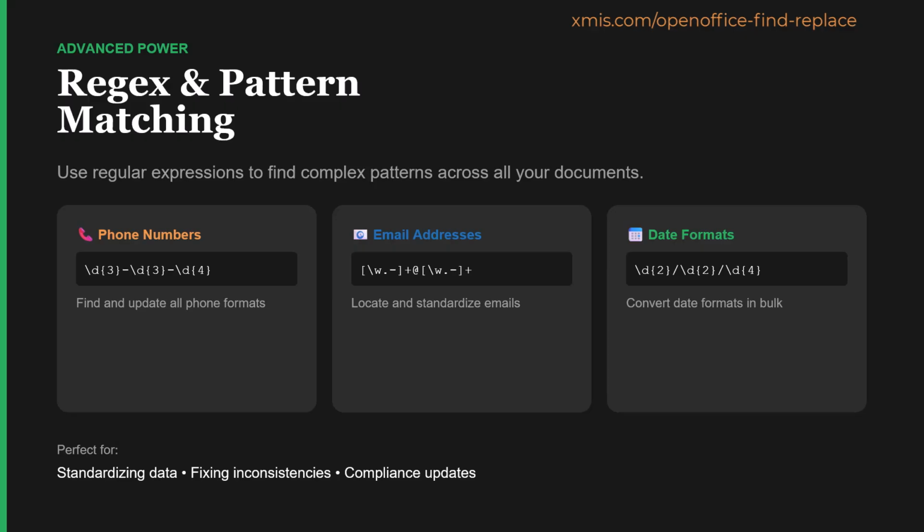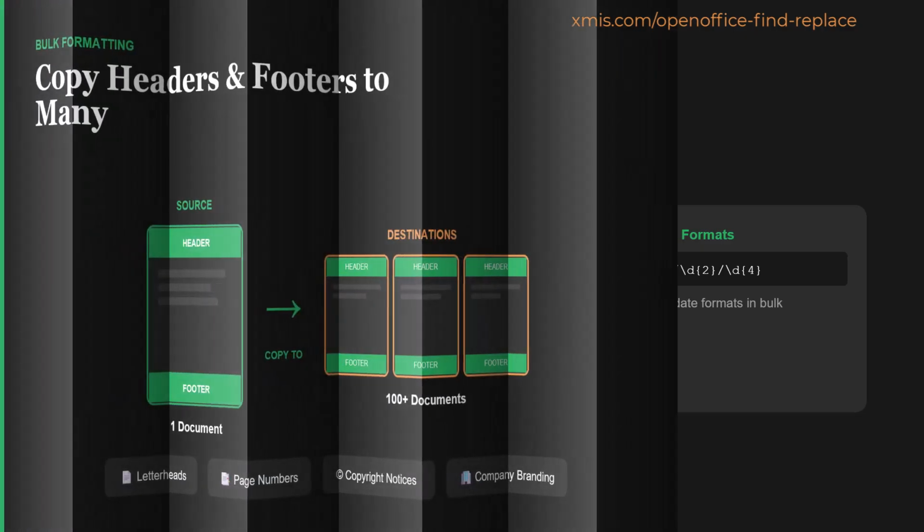Same thing for email addresses, dates, product codes. Any pattern you can describe, you can find and replace. This is huge for compliance work or data standardization across large document sets that you might have.